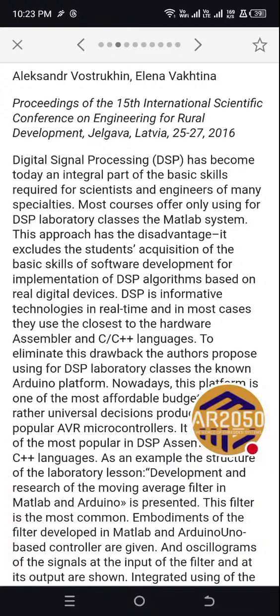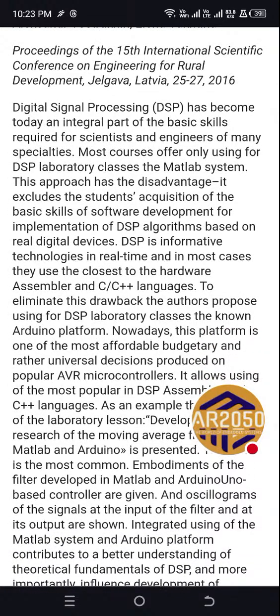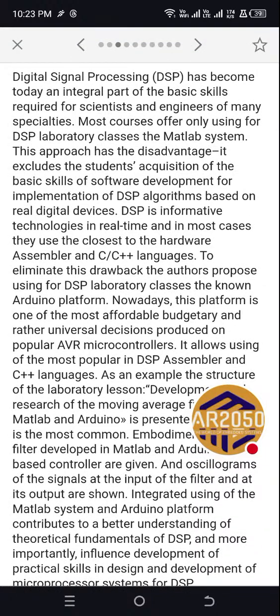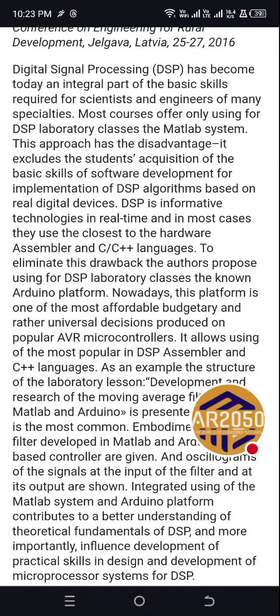So yes, you need to implement some kind of algorithms in raw C and C++ so you can deploy them on Arduino. It excludes the students' acquisition of the basic skills of software development for implementation of DSP algorithms. Yes, this point is also very important. When you implement the algorithms on MATLAB or a high-end toolkit, what you normally do is you just use those tools, and you don't learn the actual development skills.